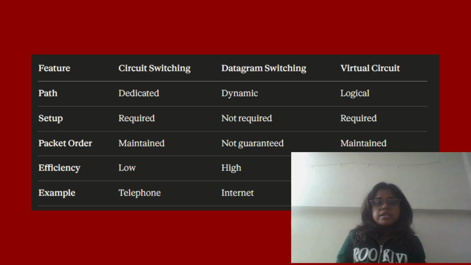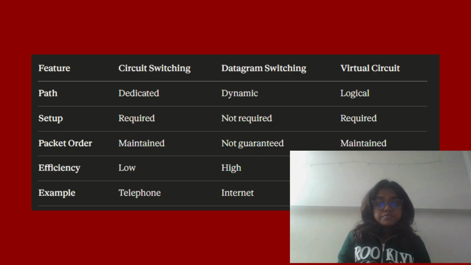This makes it unsuitable for applications that require strict quality of service, such as real time voice communication. The Internet is the best known example of a datagram packet switched network. Services like email, web browsing, and file downloads rely heavily on this technique due to its robustness and efficiency. Datagram packet switching represents a design choice that prioritizes scalability and flexibility over strict reliability.